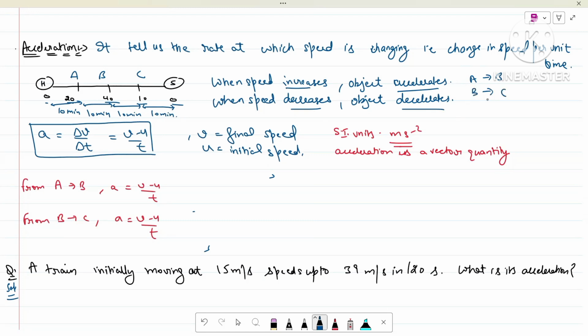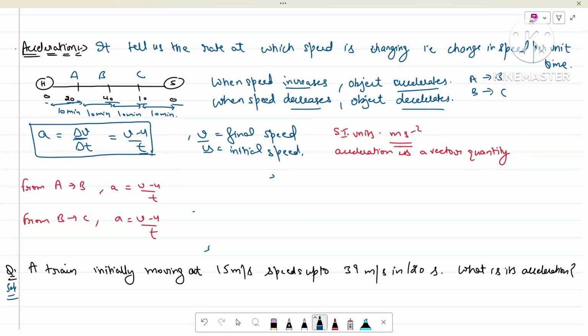So acceleration is change in speed per unit time, that is delta V by delta t. How to find change in speed? We find final speed minus initial speed. Final speed is denoted by V, initial by U. So (V minus U) by t will be the acceleration.